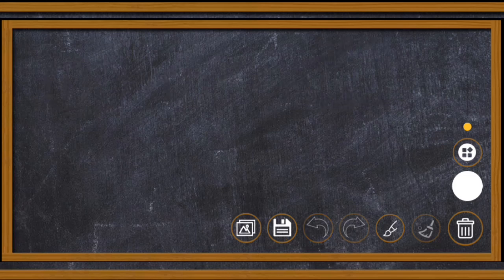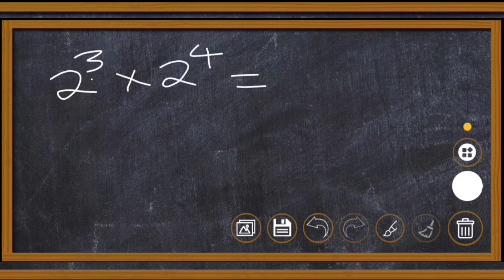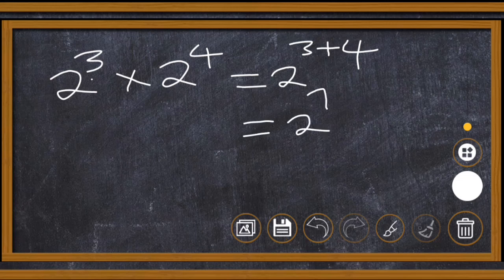Let's say, for example, you have 2 power 3 multiplied by 2 power 4. In this case, we are simply going to add the powers. So we are going to have 2 to the power 3 plus 4, which is 2 power 7. So this is basically what this rule means.